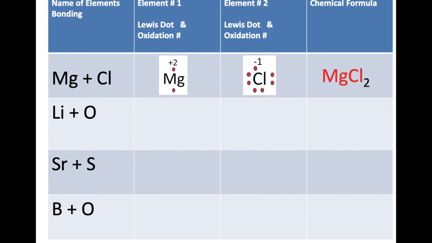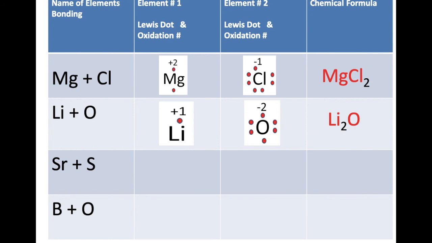So let's try another one. We have lithium and oxygen. In order to create a Lewis dot structure for lithium, I have 1 valence electron with an oxidation number of +1. For oxygen, I have 6 valence electrons with an oxidation number of -2. I see I have -2 for an oxidation number on oxygen, but I only have +1 for lithium. So in order for those to balance each other out and equal 0, I'm going to need 2 lithium.